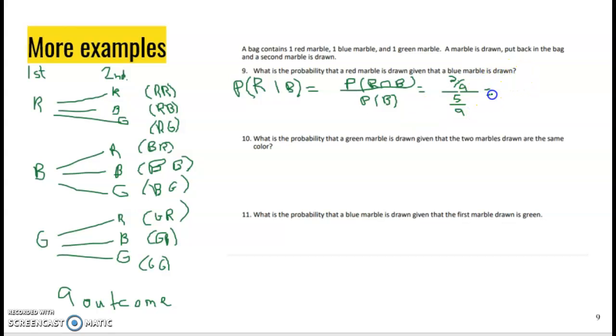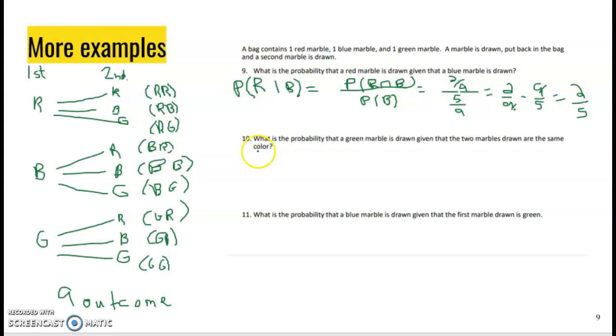And then when I divide those, remember you multiply by the reciprocal. So I have 2 9ths divided by 5 9ths, or times 9 fifths. My 9s really just cancel each other out. And I end up with a probability of 2/5 for me drawing a red marble given that the blue marble is drawn.